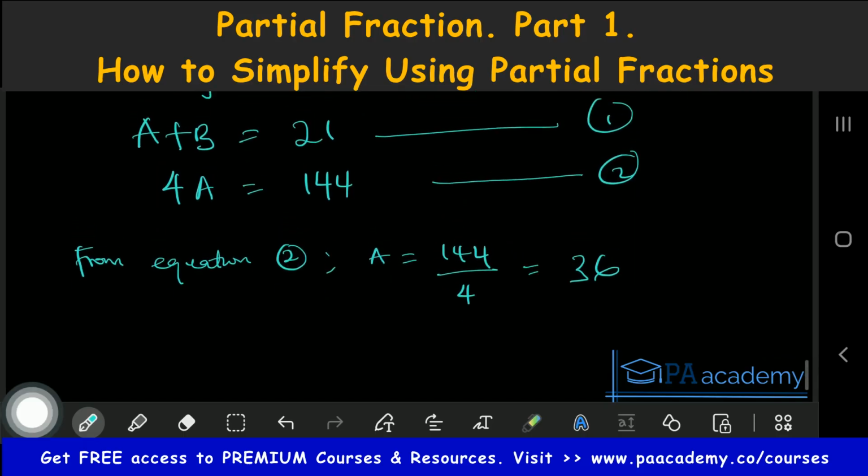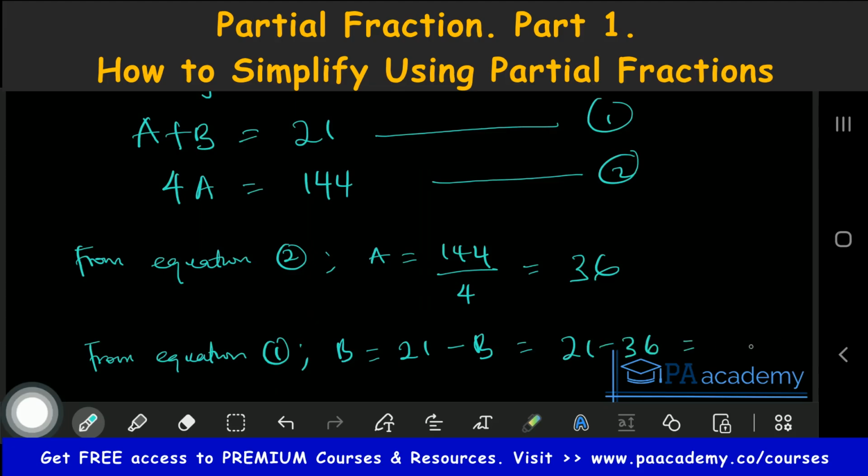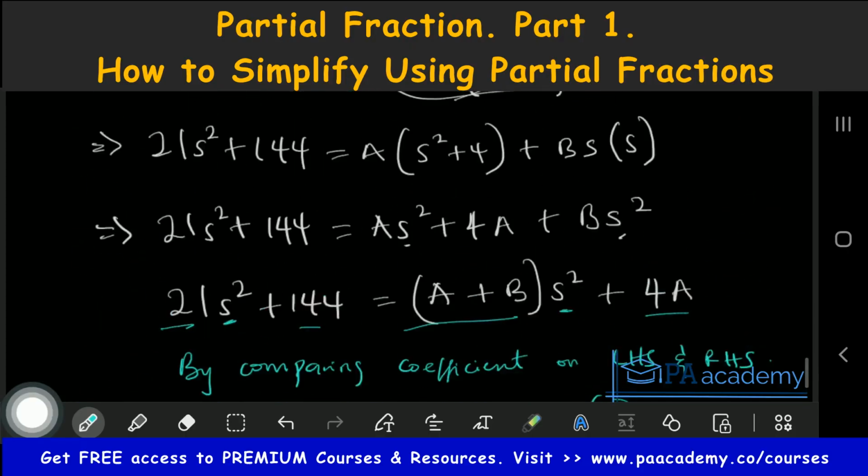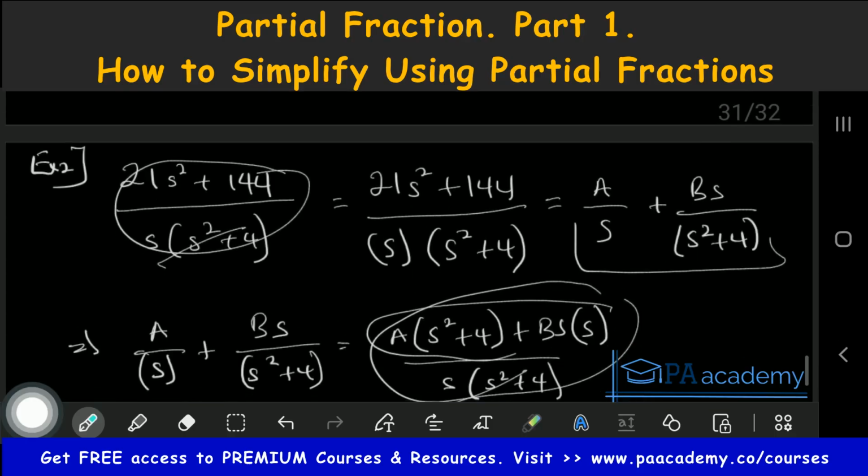All right, so with that, we've been able to get the answer for a. So we are going to use that to get our b. So from equation 1 rather, that means our b is equals to 21 minus a. Okay, and that will just be 21 minus 36, and that's going to give us minus 15. All right, so now that we've gotten our a to be 36, and then we've gotten our b to be minus 15, so we are going to go ahead and substitute it into the initial representation in partial fraction.